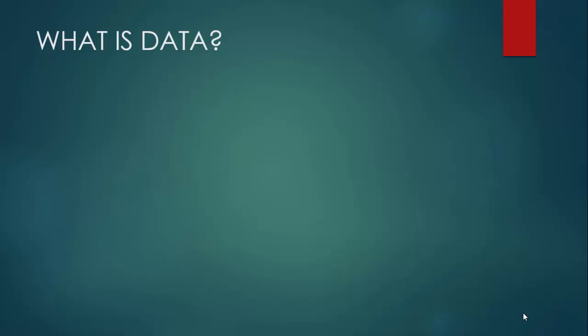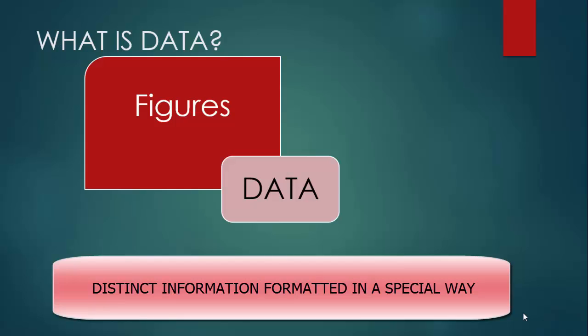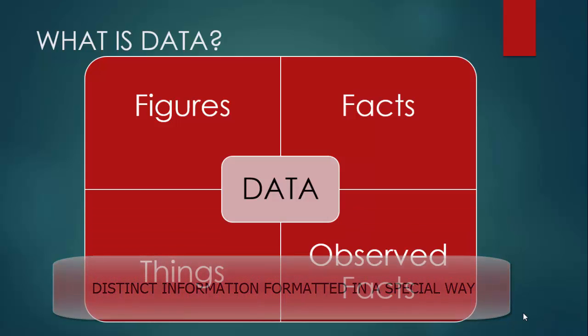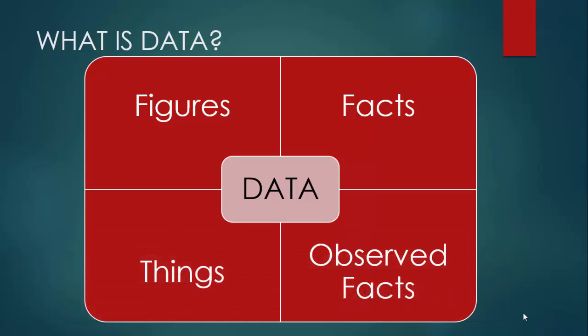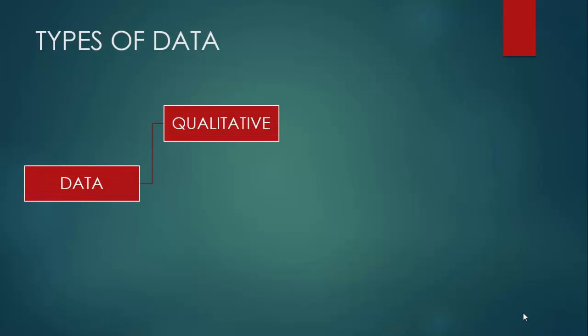What is data? Data, simply defined, is distinct information that is formatted in a special way. It can be a figure, it can be a fact, it can be a thing, or it can be an observed fact. Data is delineated into multiple types.